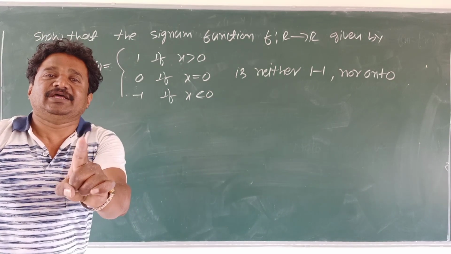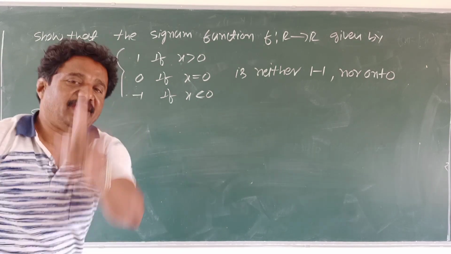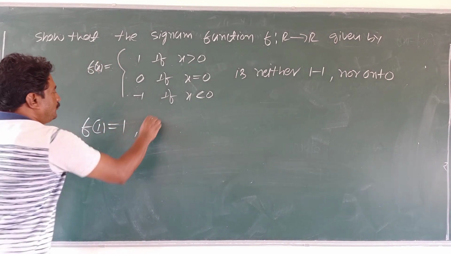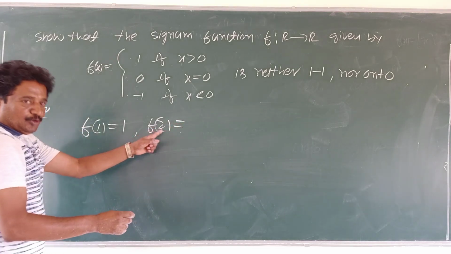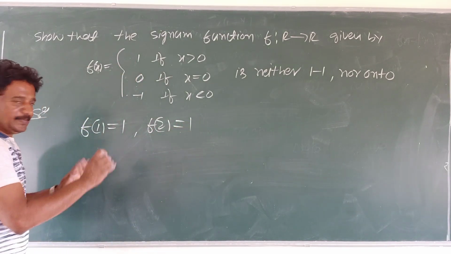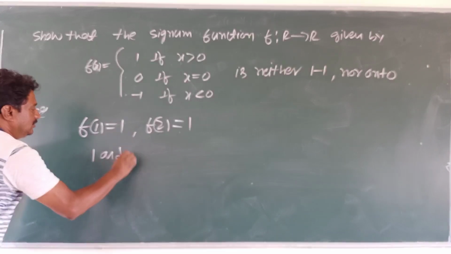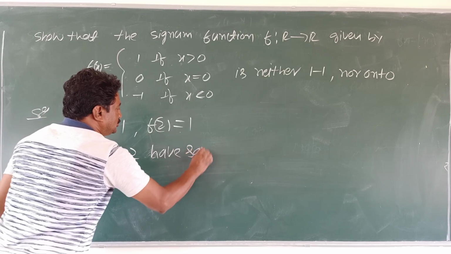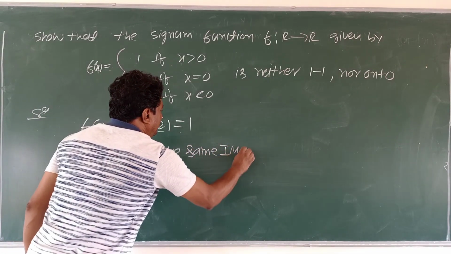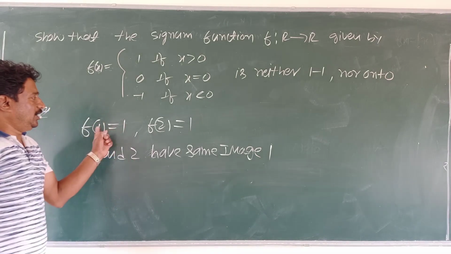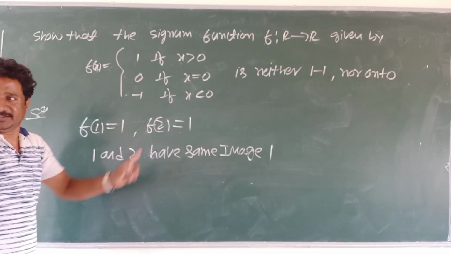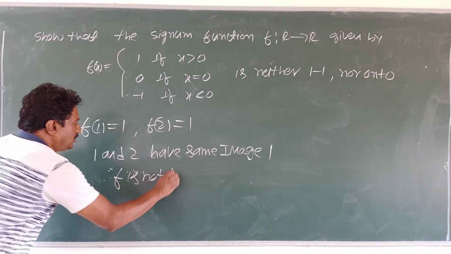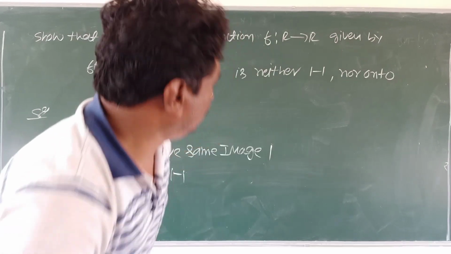One failed subject is enough to say it is failed. Alright. f(1): tell me how much is f(1)? 1. f(2): 2 is a positive number, it is also 1. Right? Enough. So 1 and 2 have the same image 1. Therefore f is not one-one.